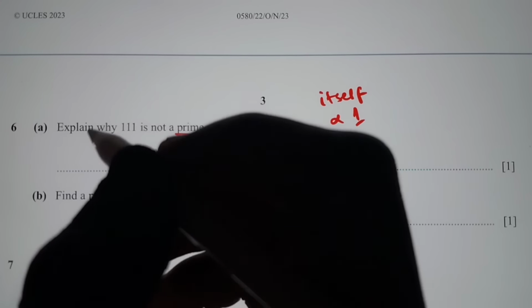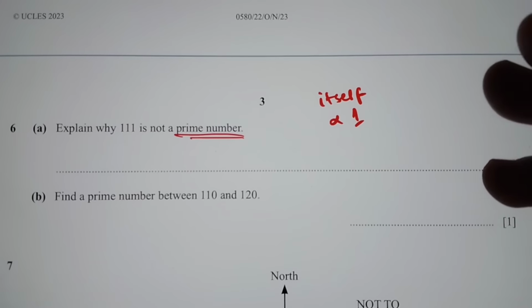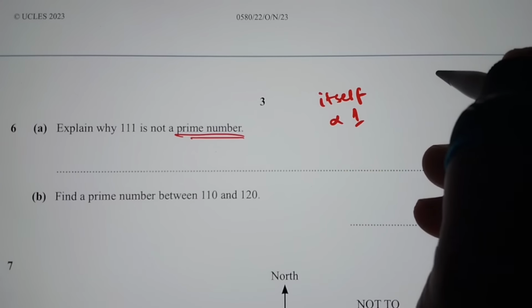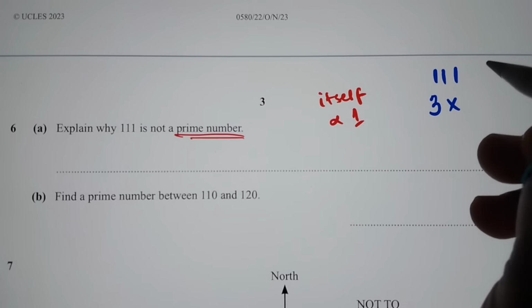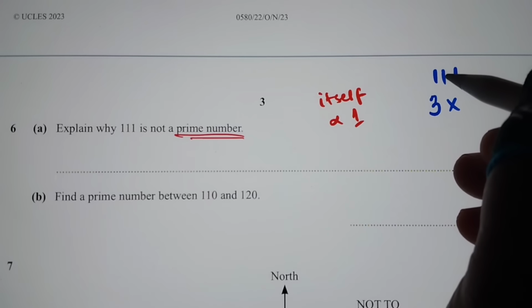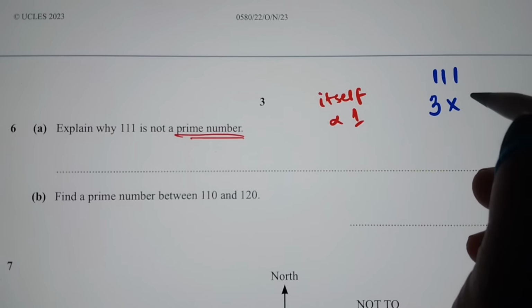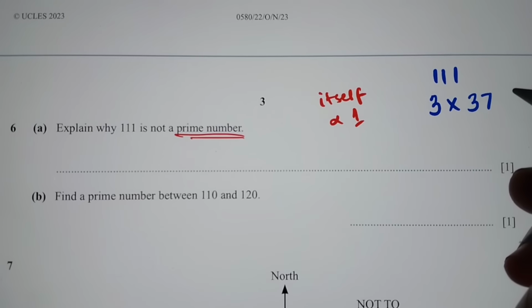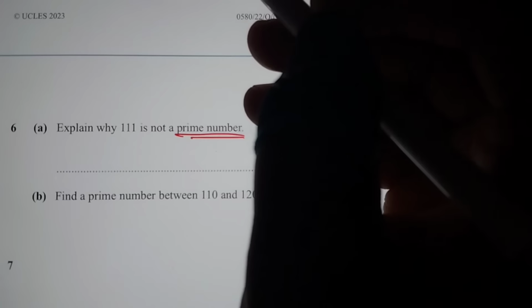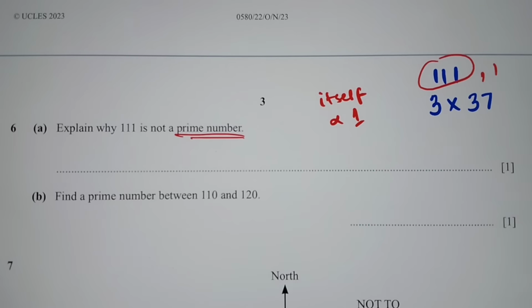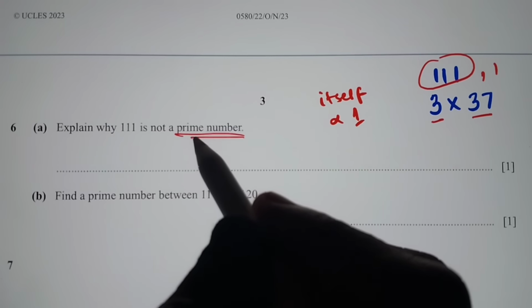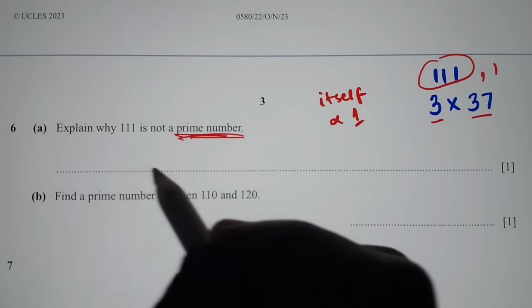But when you look at 111, you see that it is divisible by 3. 3 times 37 gives 111. So you have the number itself, 111, as a factor. 1 is also a factor. You have 3 and you have 37. So because it has 4 factors, it cannot be a prime number for that reason. That's what you just need to explain here in your own words.